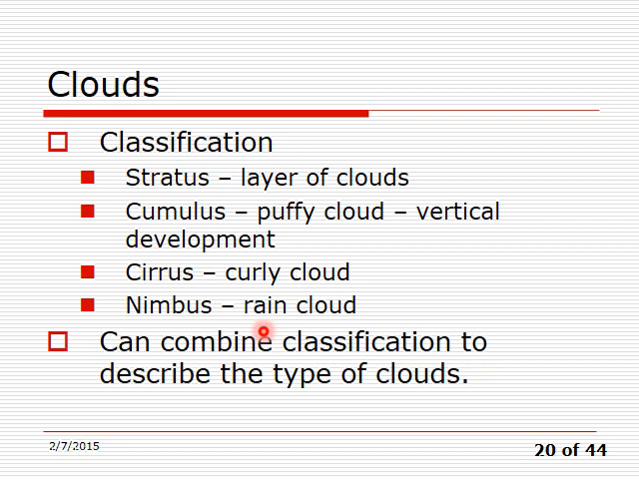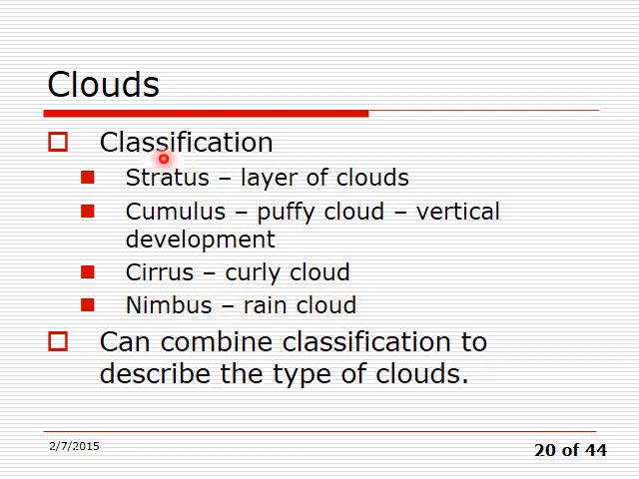Now these clouds are classified into four main types. Right here you have a stratus cloud, and that's clouds that exist in layers. You have a cumulus cloud, and these are more puffy clouds. They tend to have more vertical development. You have a cirrus cloud. Now this is mostly an ice-form cloud, and it's more curly. The way they refer to it, cirrus for curly clouds. And then you have a nimbus cloud. This cloud is associated with rain.